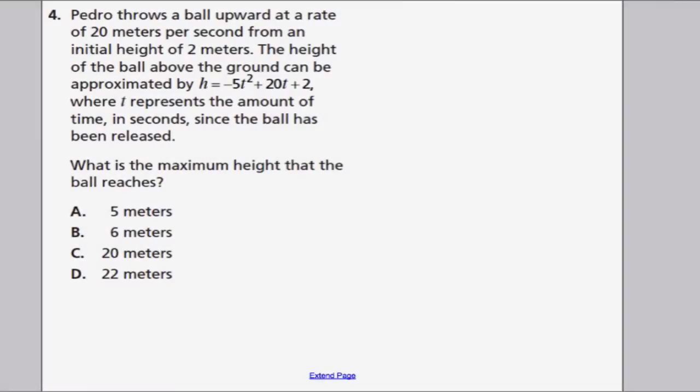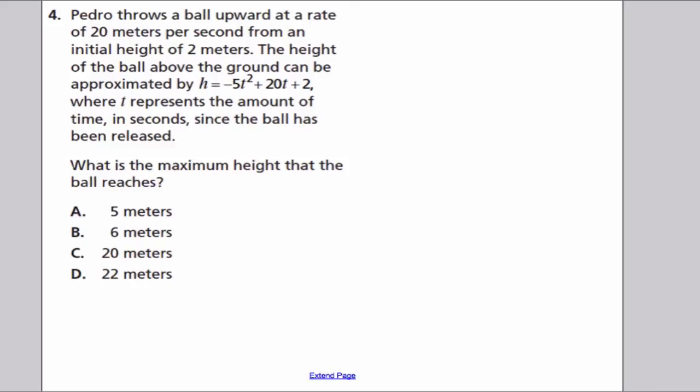All right, let's walk through example number 4 of the MCA. Pedro throws a ball upward at a rate of 20 meters per second from an initial height of 2 meters. The height of the ball above the ground can be approximated by h equals negative 5t squared plus 20t plus 2, where t represents the amount of time in seconds since the ball has been released. What is the maximum height that the ball reaches?